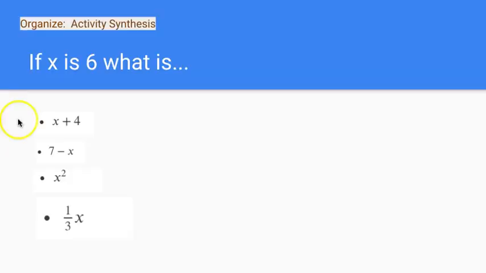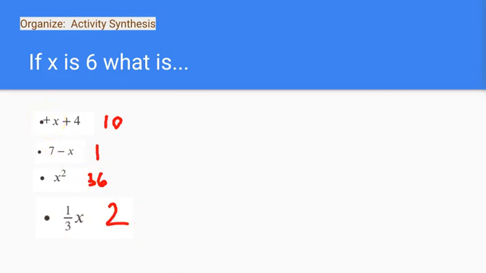Okay. So if x is 6 in every one of these situations, what's the answer? What's the solution to each one? Yeah, this one's easy, right? 10. What about here? Yep, 1. What about here? Yeah, it's 6 times 6, which is 36. What about this one, 1/3 x? Yeah, it'd be 6/3, which is the same as 2.